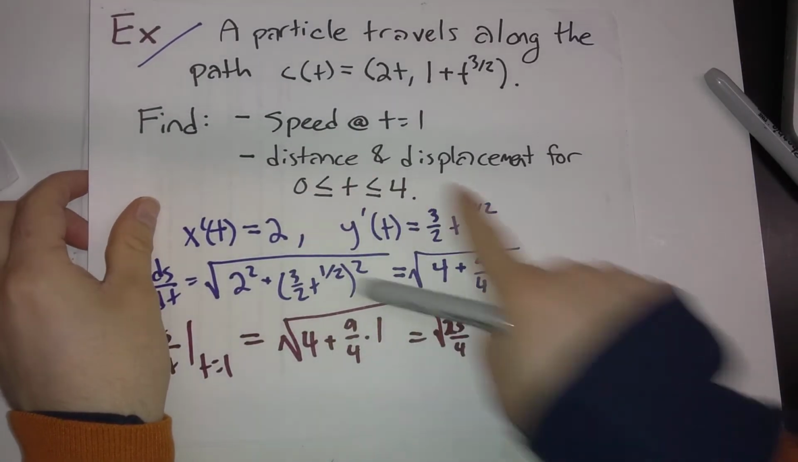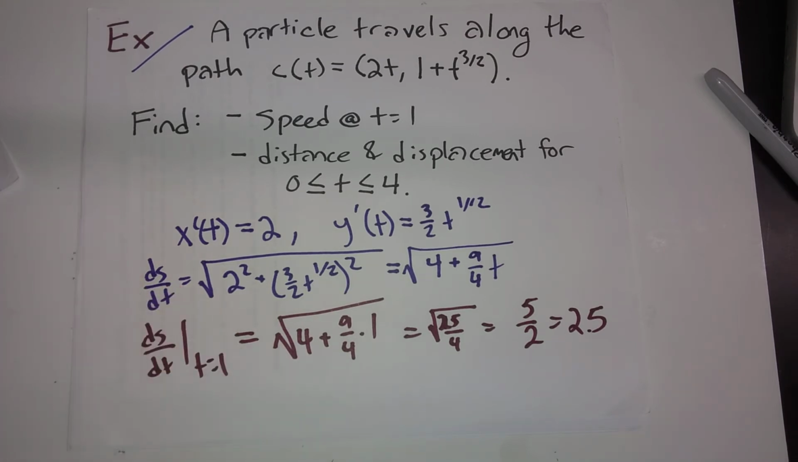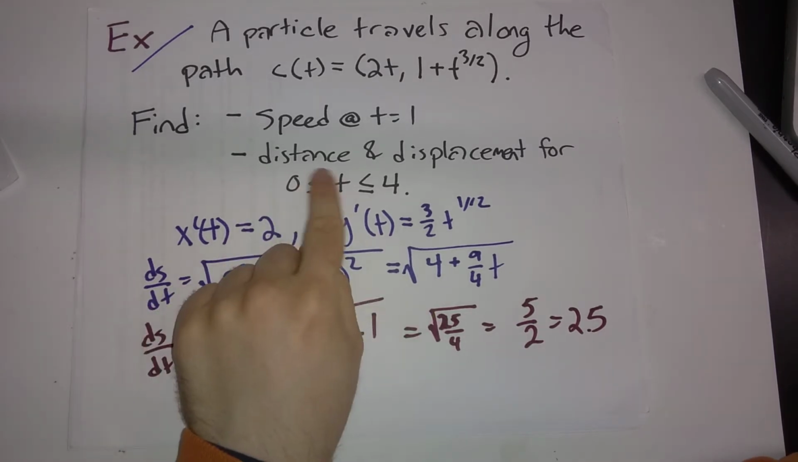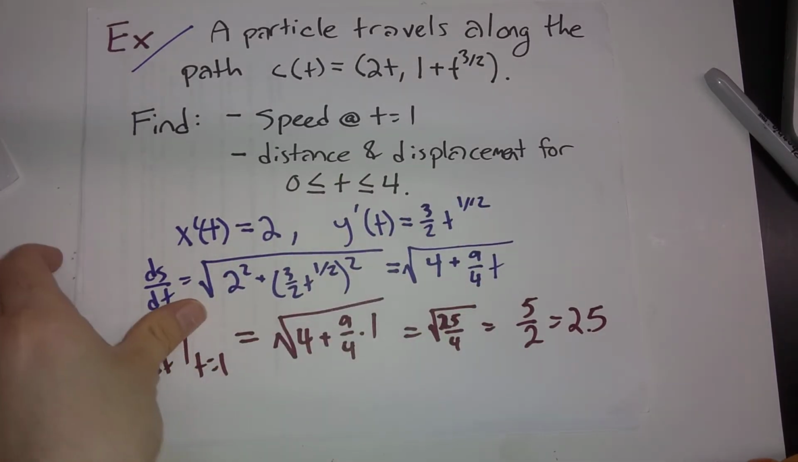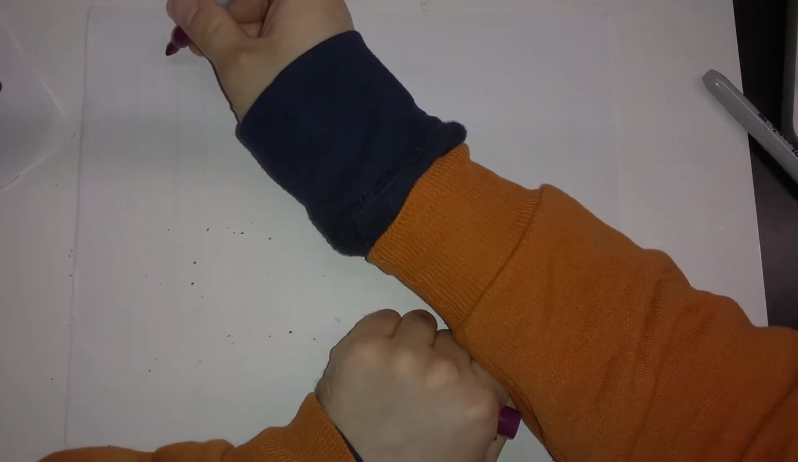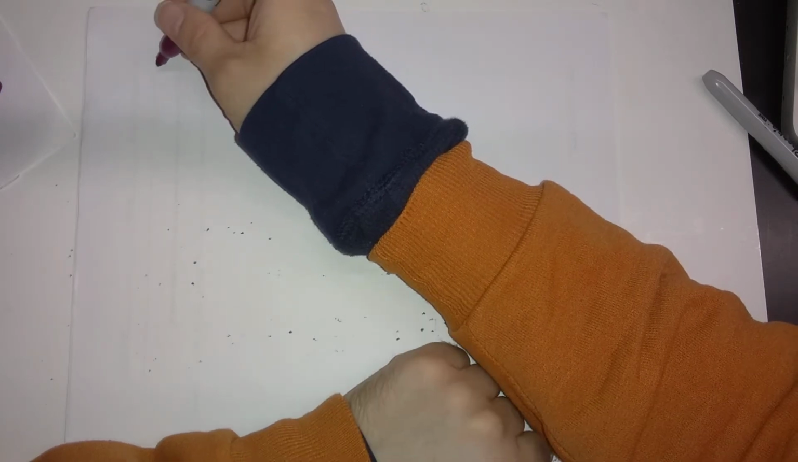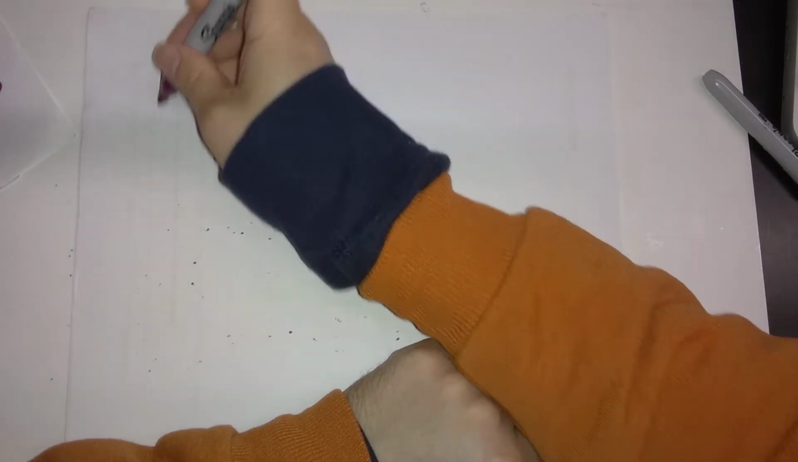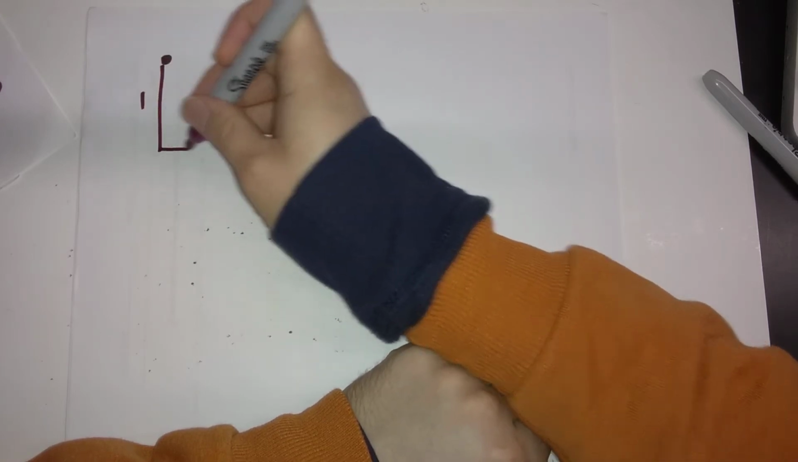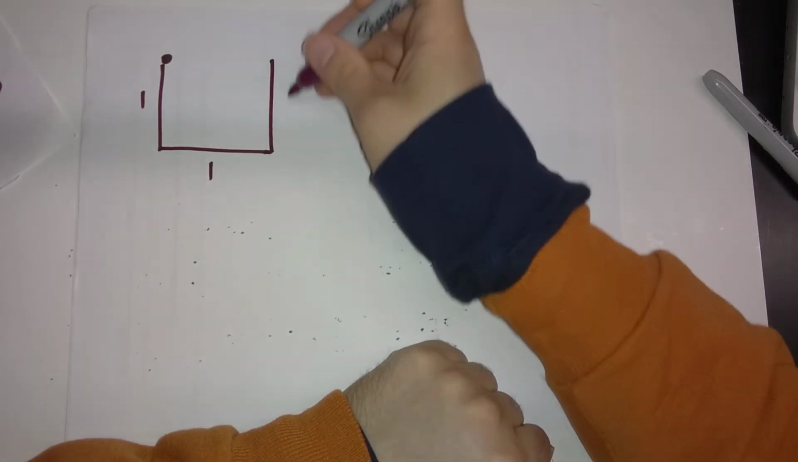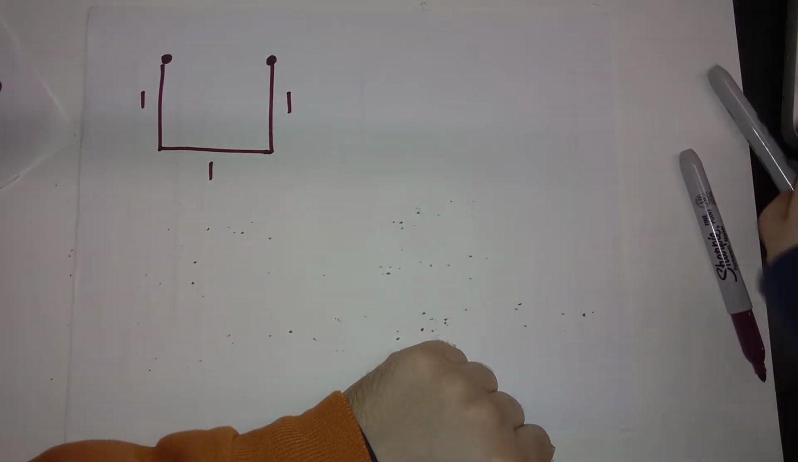Now for the rest of this: distance and displacement for t running between 0 and 4. So let me distinguish these two ideas here, distance and displacement. Displacement is the net of how far you actually made it from your starting point to your ending point. So let's say you start here, and you go south 1 unit, you go east 1 unit, and you go north 1 unit.